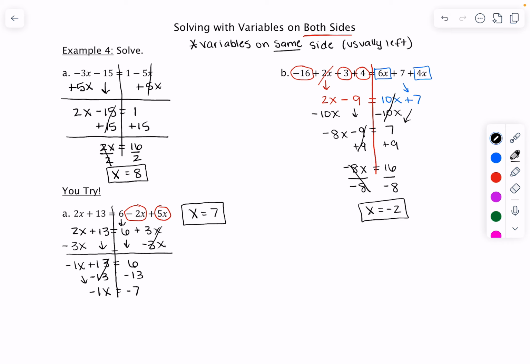So how am I getting positive 7 here? Well, I've got to get rid of this negative 1. That negative 1 right there. So I need to divide by that negative 1. I can't have a negative in front of the x in my final answer. So the negative 1's cancel out, and negative 7 divided by negative 1 is positive 7. Negative divided by negative is a positive. So that's how I got that 7 for this try.